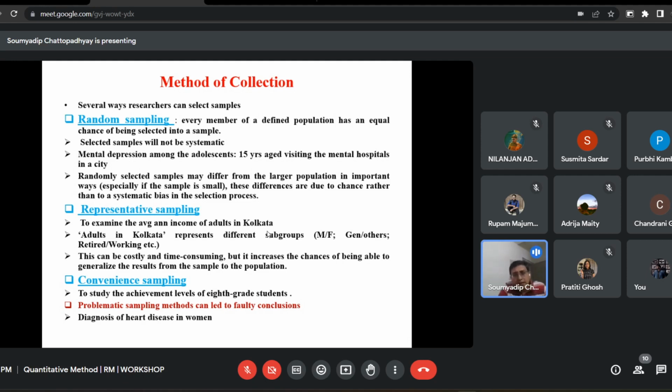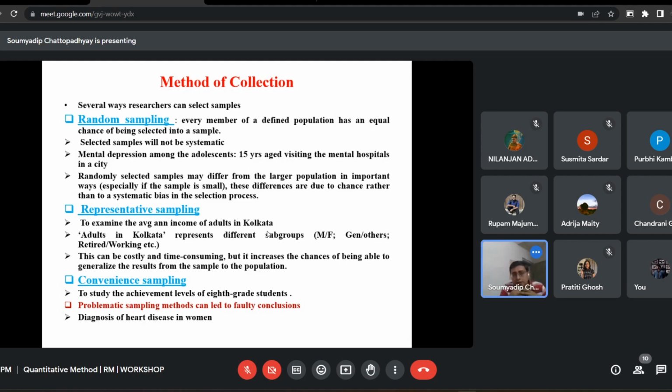Take the example that, as a researcher, you are interested to investigate the average annual income of adults in Kolkata. So here, what is the population? Population is adults in Kolkata. Now, it is not feasible practically for you as a researcher to survey all the adults in Kolkata. So you are taking the help of a certain kind of sampling technique. Here, one possible sampling framework could be the representative sampling framework.